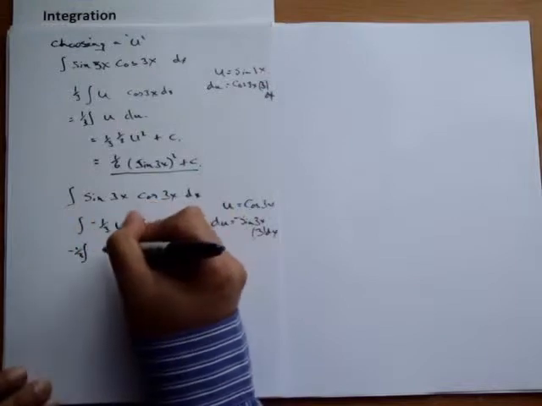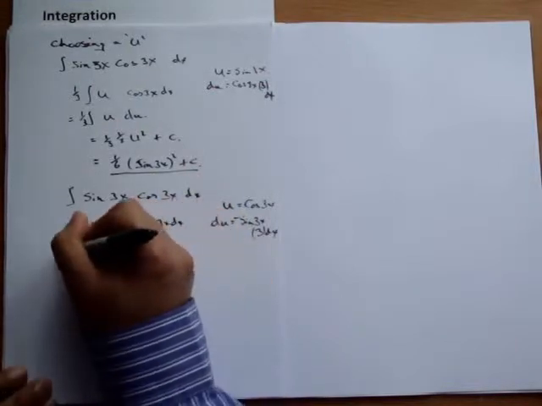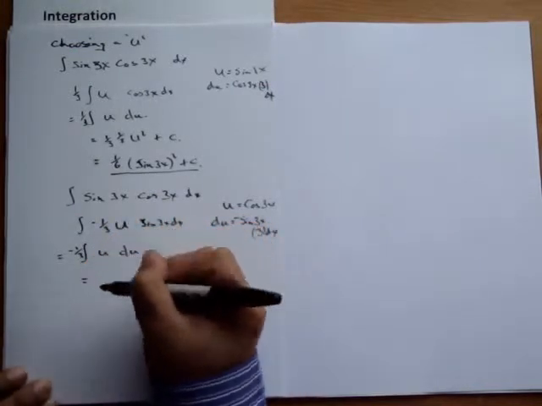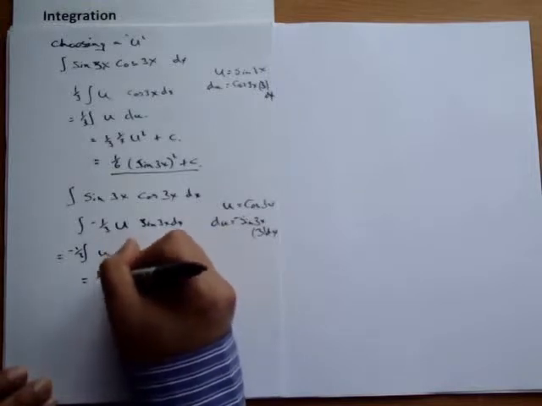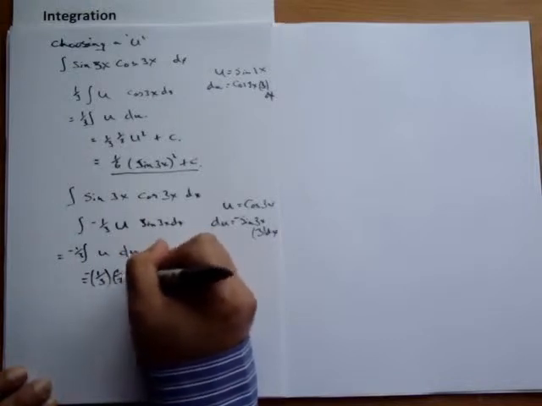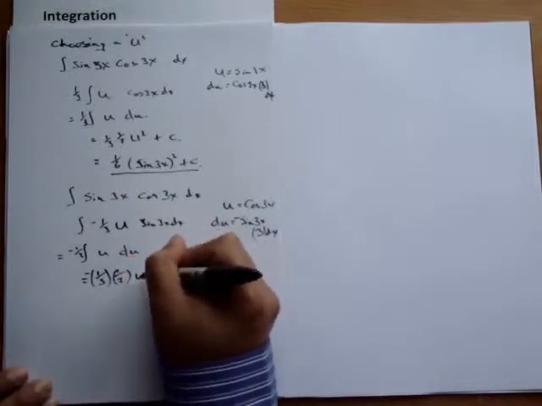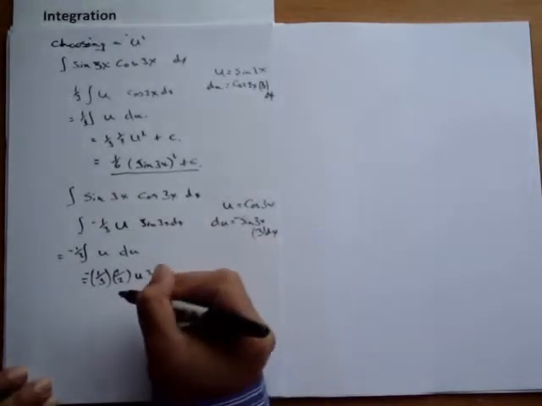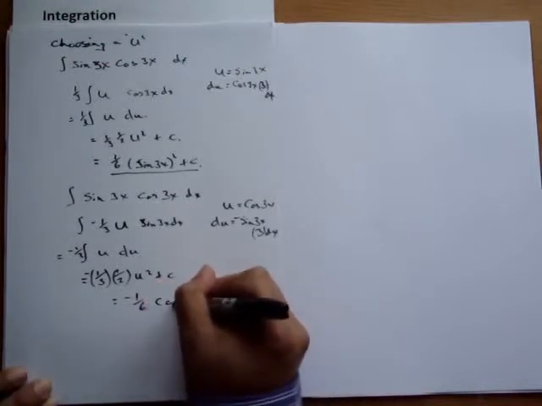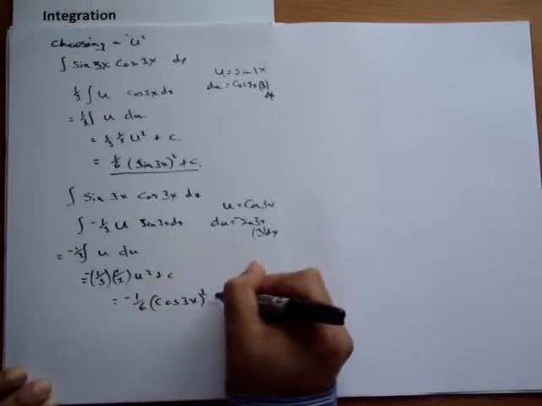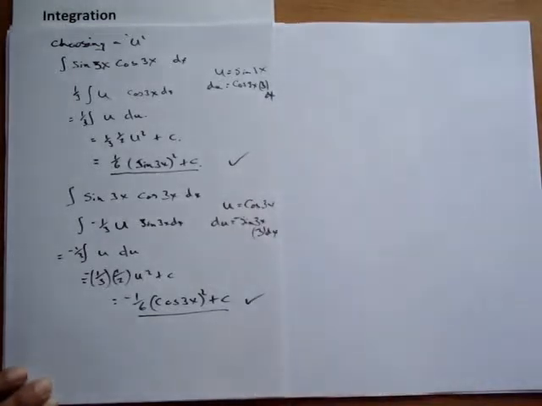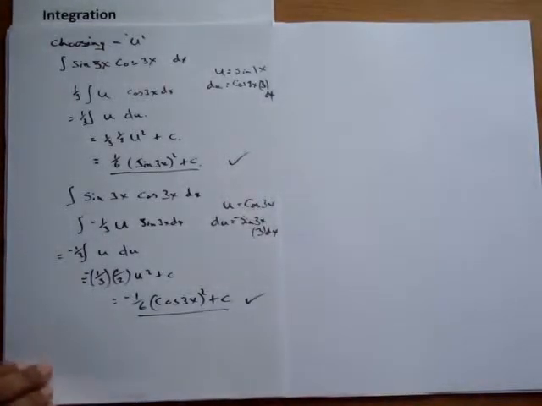So this becomes the integral of minus 1/3 u du. And when we integrate this now, because we've got rid of all the x's, this becomes minus 1/3 times 1/2 u squared plus c. And when we replace the u with the cos 3x, we get minus 1/6 cos 3x all squared plus c. And both this and this answer are the same, both are correct.